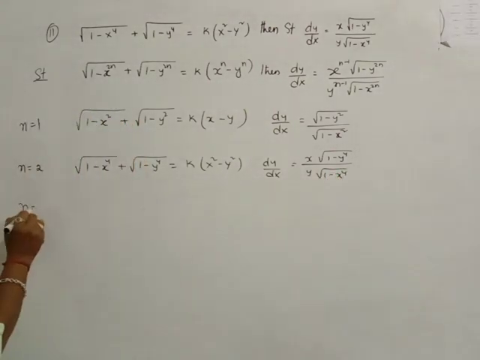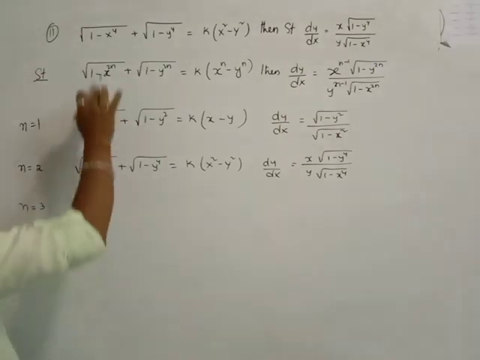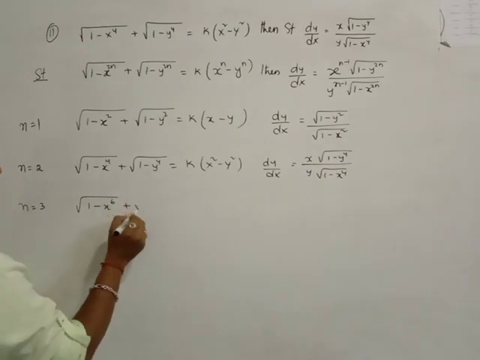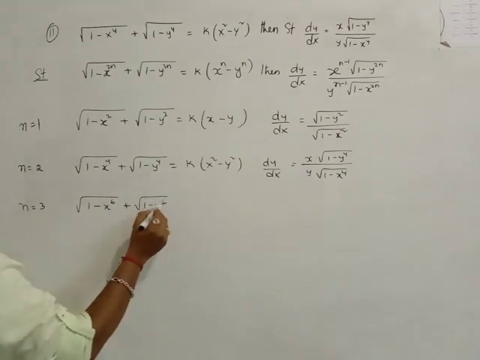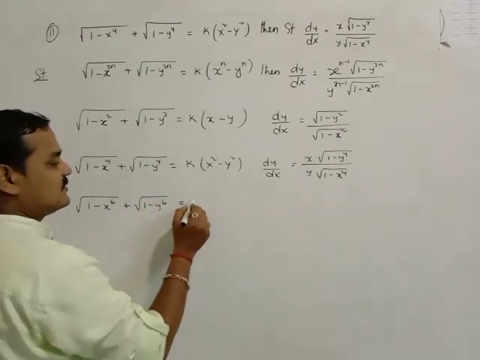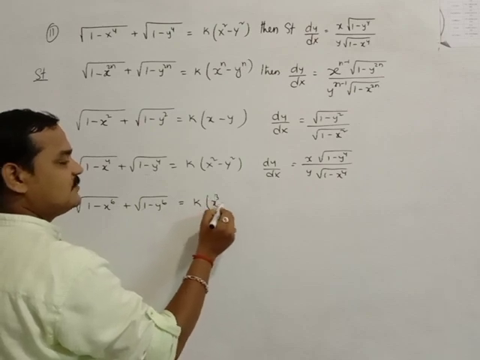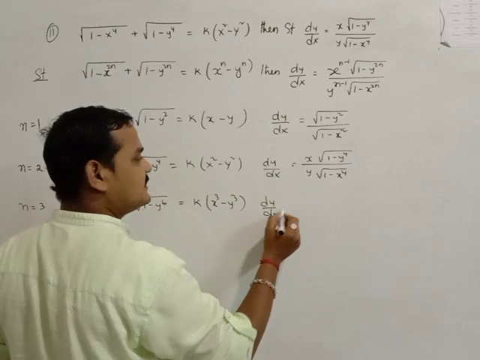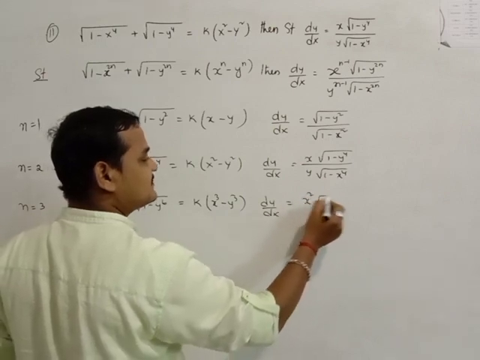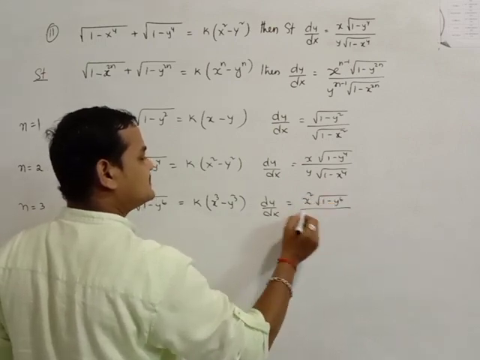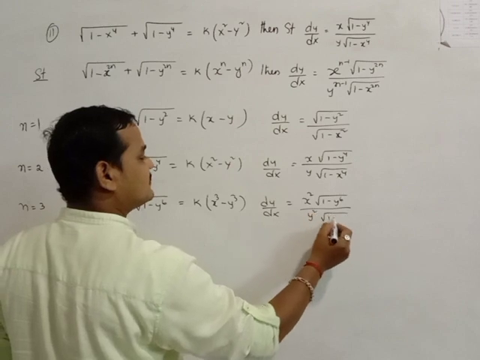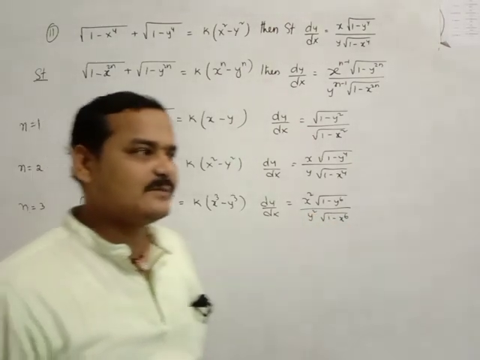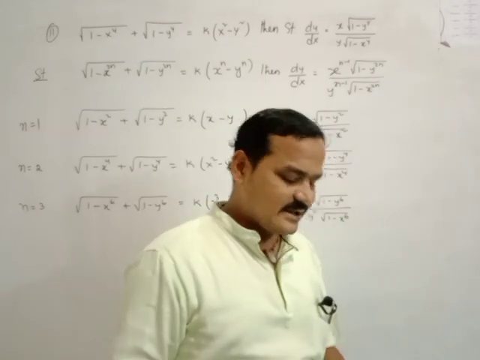Similarly, if you take n is equal to 3, then it is root over 1 minus x power of 6 plus root over 1 minus y power of 6 is equal to k into (x cube minus y cube). Then what will dy by dx be? x square into root over 1 minus y power of 6 by y square into root over 1 minus x power of 6. Like this, you can write out a finite number of problems. So this is the question.